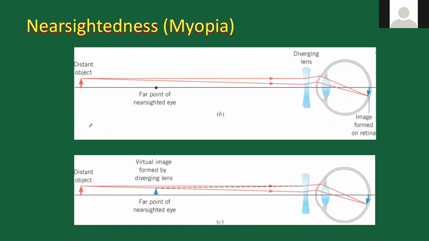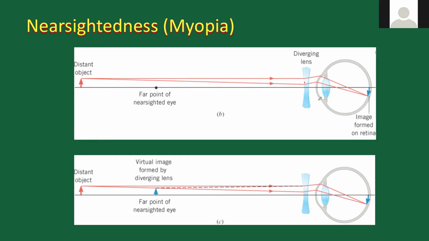Myopia can be corrected by glasses or contact lenses, as shown in the figure here. In the case of myopia, a diverging or concave lens is used to slightly diverge the light rays before entering the eyes. The net effect of this concave lens is to diverge the light so that the image is formed exactly at the retina.